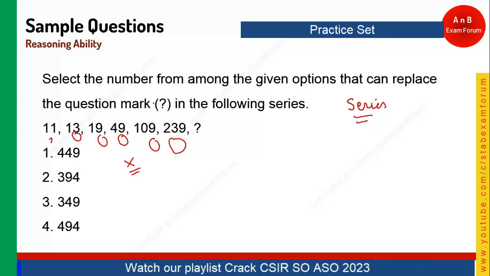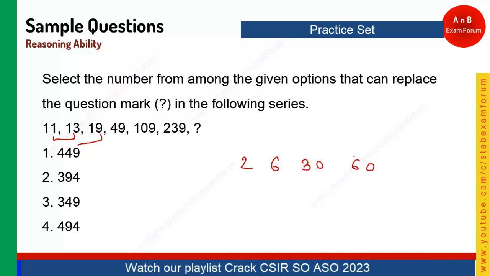because it has two operations. Let's see how we get it. Let me clear the screen first. As you can see, the difference between 13 and 11 is what? 2, and between 13 and 16, the difference is 6. Similarly, with the next we get 30, with the next we get how much? 60, and after that we get what?